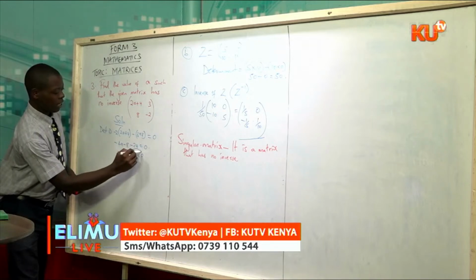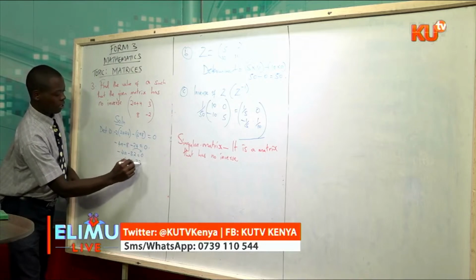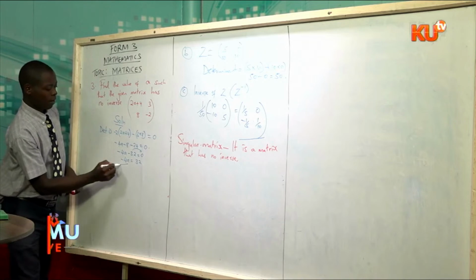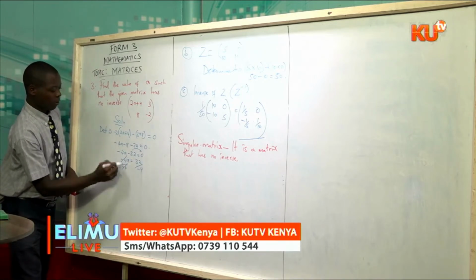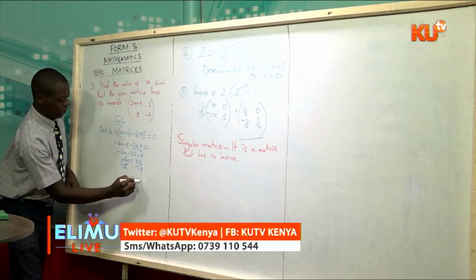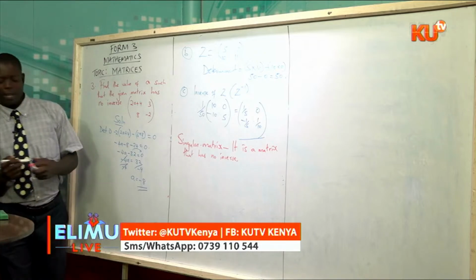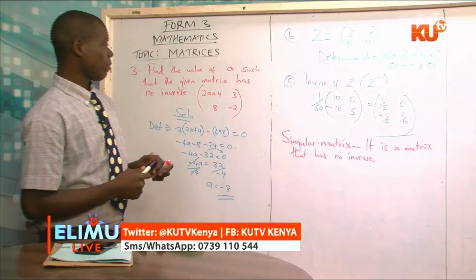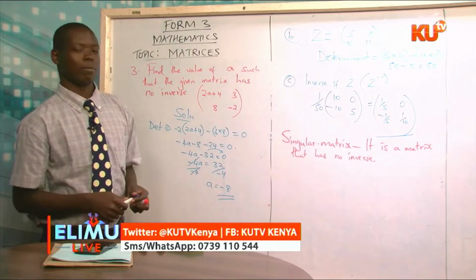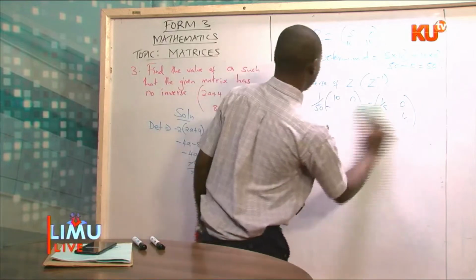Take this to the right side. Minus 4A is equal to 32. Then divide by negative 4. This cancels out, and A is equal to negative 8. So it means the value of A for that matrix to be singular, or to have no inverse, is negative 8. That is our question 3.